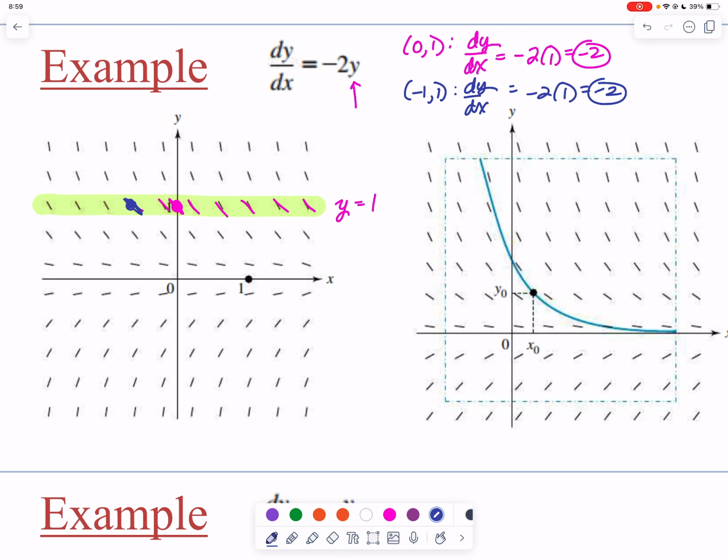Now let's look at this next point. Let's use purple and look at this last one, and that point is (1, 0). So we have dy/dx equal to -2 times 0, and that's equal to 0. So that has a slope mark of 0.